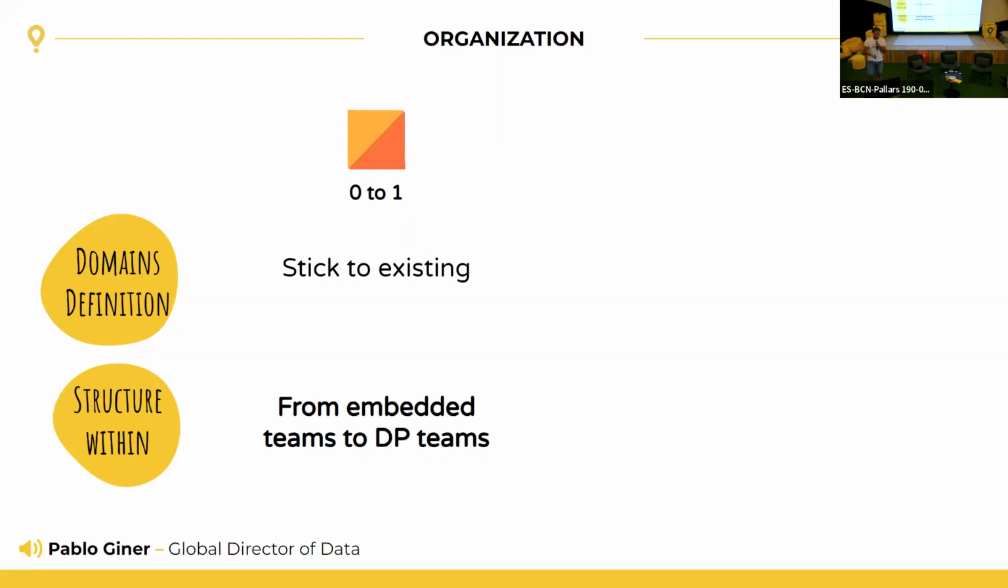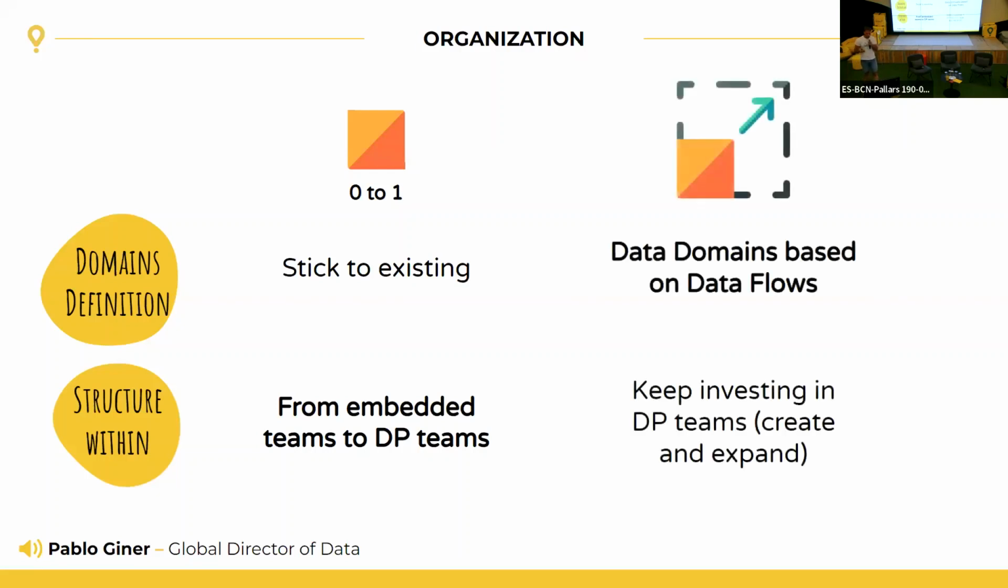Yeah, this was our first phase. What we are now doing as we scale up is redefining those domains based on the data flows while we continue investing in data product teams. Okay, so we didn't do this on a first pass, because again, you cannot change it all in one go if you actually want movement.